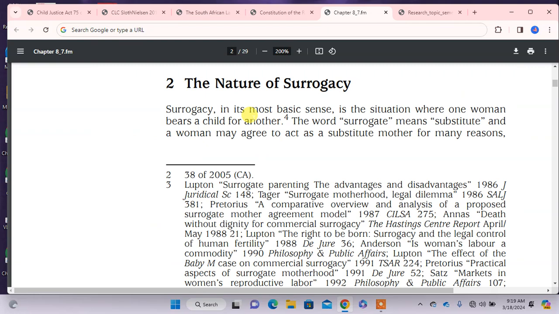This document is a very important document that you must read. Without having knowledge about this document, I don't think that you will be able to write about surrogacy. It states the nature of surrogacy. And this is a journal article. It says surrogacy in its most basic sense is a situation where one woman bears a child for another. So this is a definition of surrogacy. The word surrogate means substitute, and a woman may agree to act as a substitute mother for many reasons.